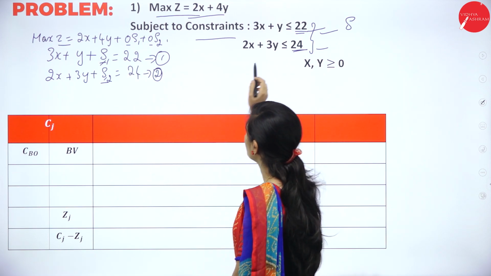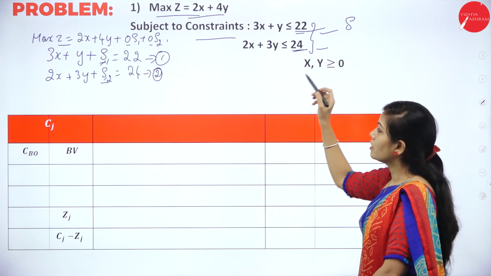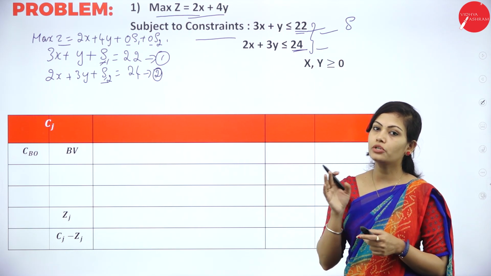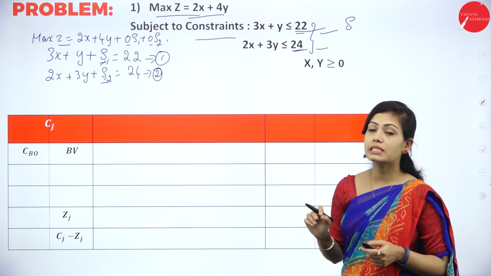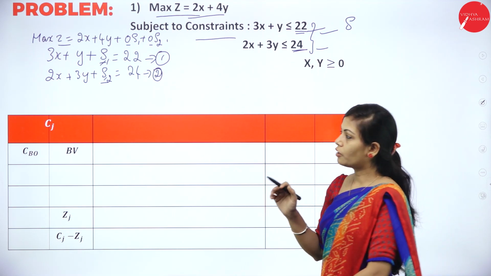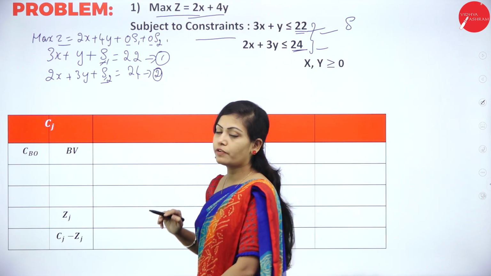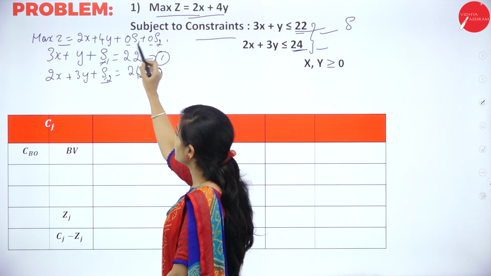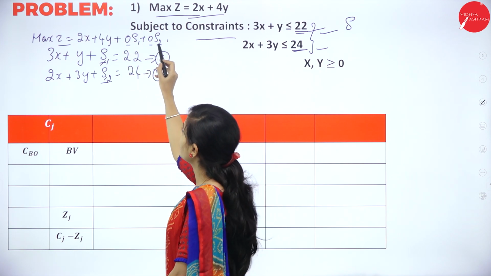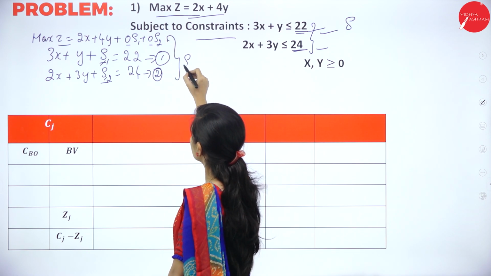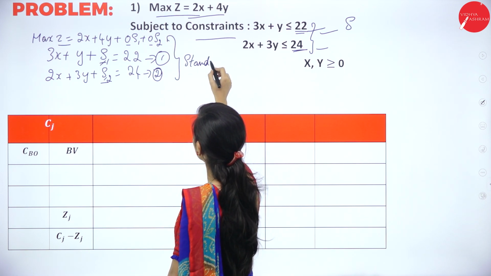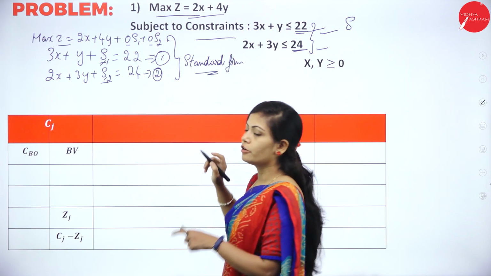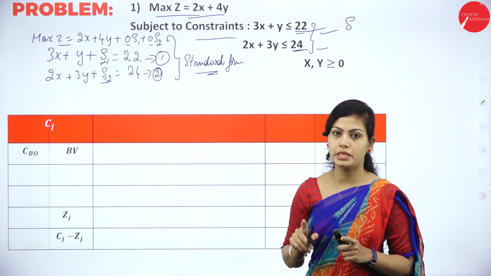First thing is you just see the constraints. All the RHS should be positive, and all the inequalities you have to convert into equalities by adding the slack variables S1 and S2. After that I will convert this objective function into standard form by adding the slack variables S1 and S2 with 0 coefficient, 0S1 and 0S2. Now this is in standard form. This is your first step in the simplex method.